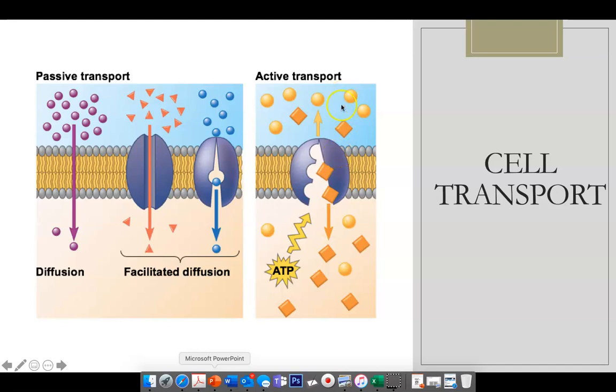And in order to move against the gradient, some type of net energy is going to have to be used in that process. Now, this is an example of a sodium-potassium pump, where the cell is attempting to keep the concentration of sodium low inside the cell and the concentration of potassium high inside the cell. The sodium-potassium pump is the most commonly used form of active transport for animals.